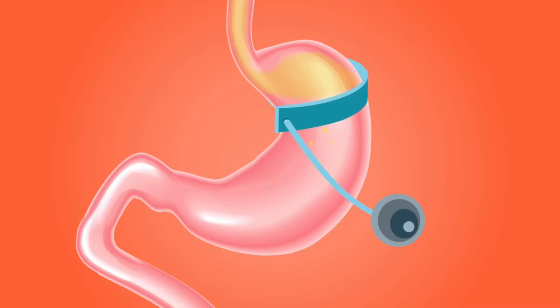Post-surgical instructions include a liquid diet for about 2 weeks, followed by soft foods and then solid foods. It is highly recommended that the patient follow a personalized nutritional plan and exercise program. Within the first 2 years, there is a weight loss of about 50 to 60%.